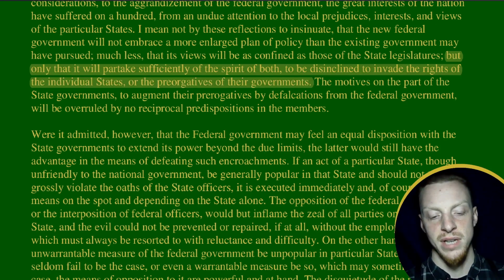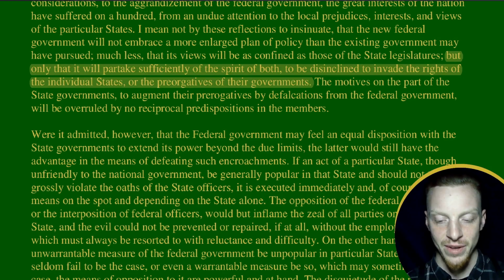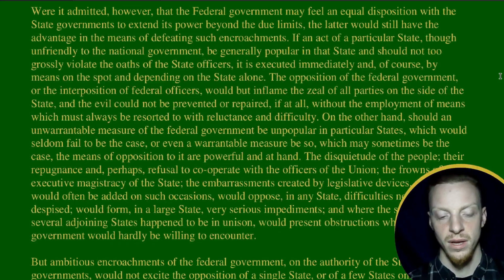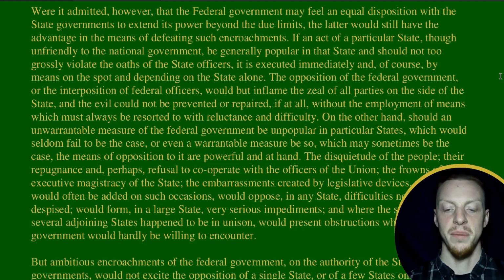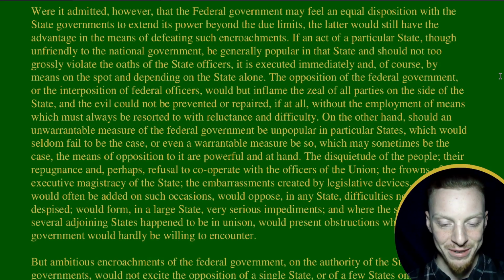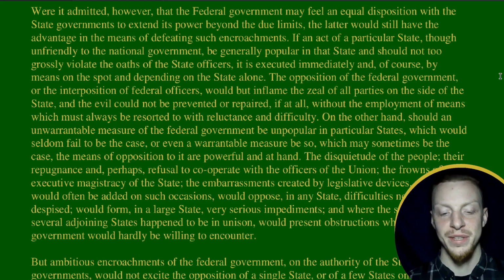The motives on the part of the state governments to augment their prerogatives by defalcations from the federal government will be overruled by no reciprocal predispositions in the members. Were it admitted, however, that the federal government may feel an equal disposition with the state governments to extend its power beyond the due limits, the latter would still have the advantage in the means of defeating such encroachments. If an act of a particular state, though unfriendly to the national government, be generally popular in that state, and should not too grossly violate the oaths of the state officers, it is executed immediately, and, of course, by means on the spot and depending on the state alone.